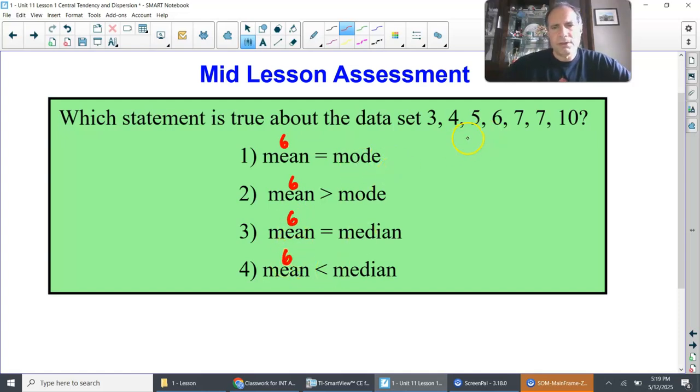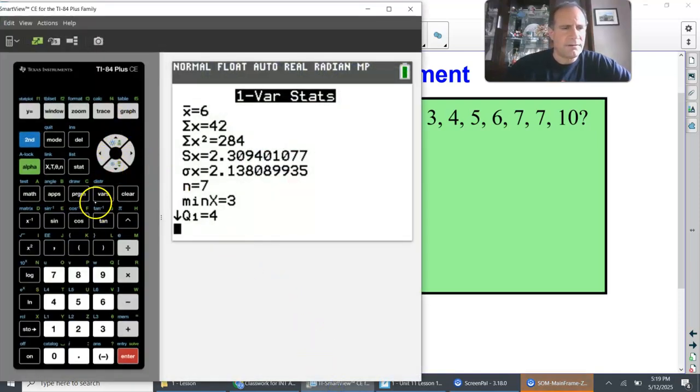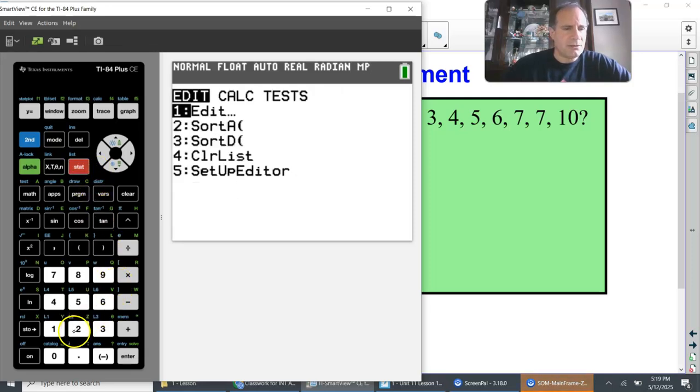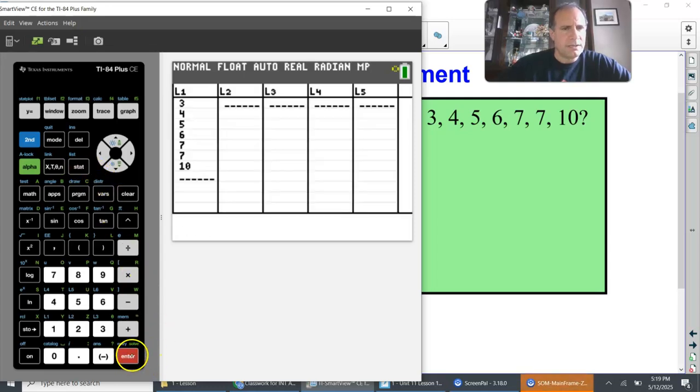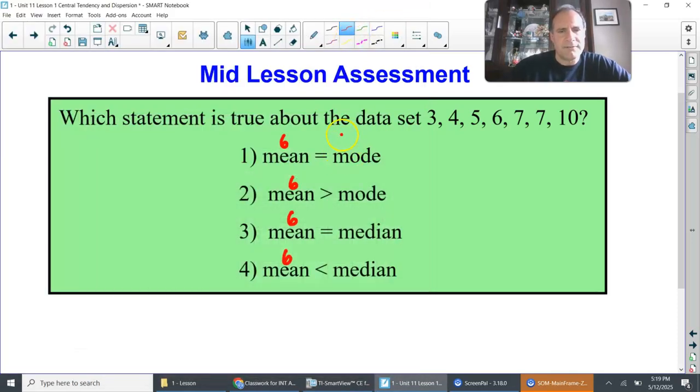All right, the mode. I could put this in ascending order to figure out the mode, or I could just look at it. But let's go ahead and just get practice at putting this in ascending order. This is L1. We're going to press enter. That's done. And we could just look at the list. So 3, 4, 5, 6, 7 used twice. So the mode is 7.